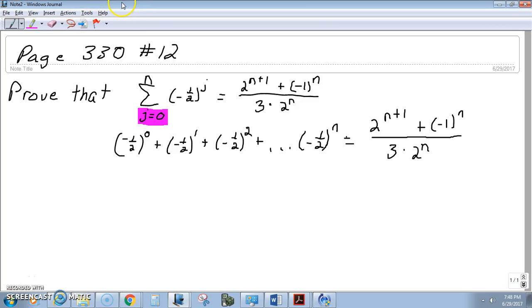For this week's discussion, I chose number 12 on page 330. Prove that the sum, where we have index value equal to 0 to n, of negative 1/2 to the j power is equal to 2 to the n plus 1 plus negative 1 to the n all over 3 times 2 to the n.